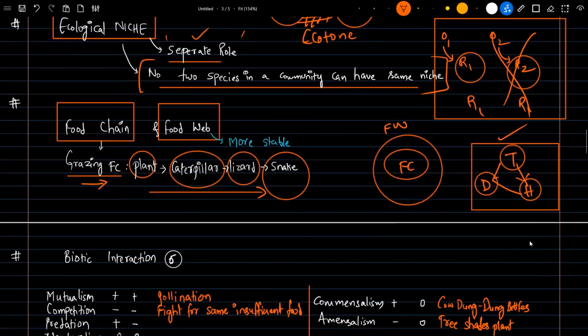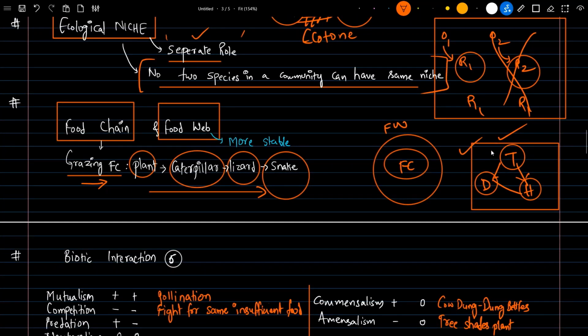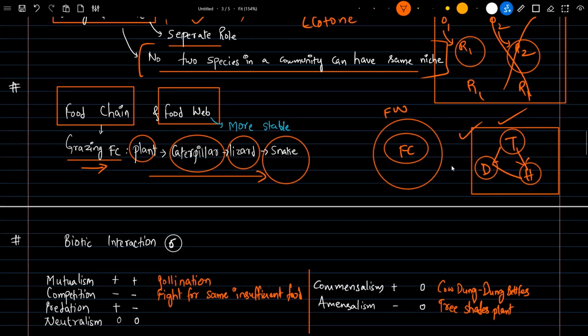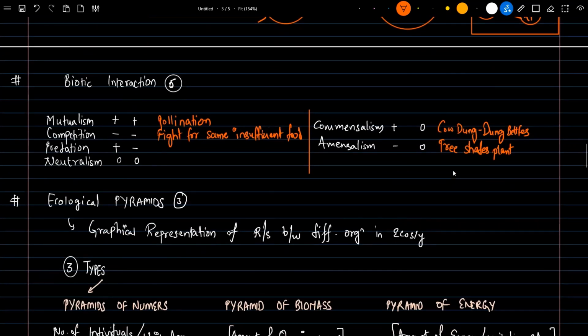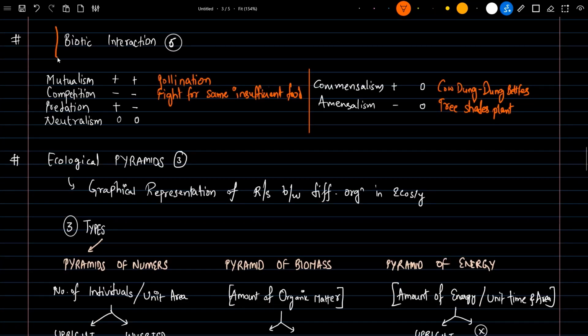So if related to food, this kind of web is forming, then it's called the food web. Next, let's understand about the biotic interactions. This is the most important and mostly asked question. Biotic interactions are majorly of six types. So let's understand what is mutualism.